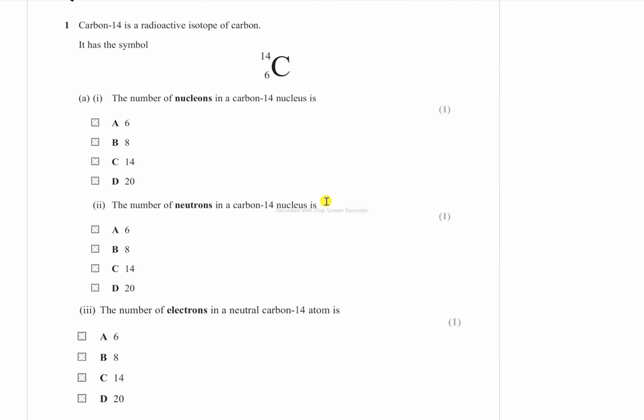Carbon 14 is a radioactive isotope. Look, this tells you how many protons you've got, and it defines the atom carbon. This tells you how many protons and neutrons. How do you work out the number of neutrons? It's the top number minus the bottom number. So it's 14 take away 6, which is 8.